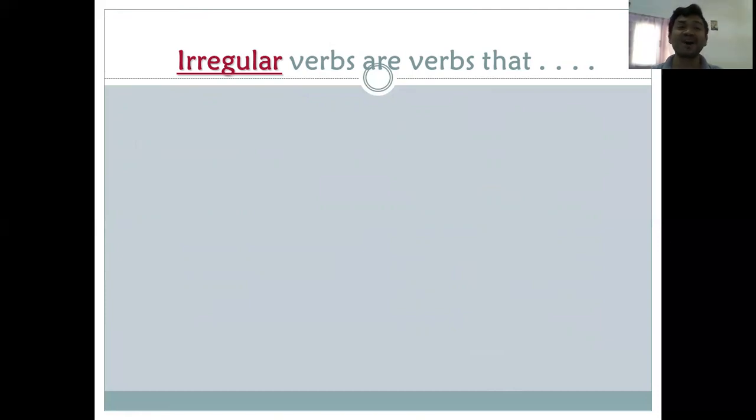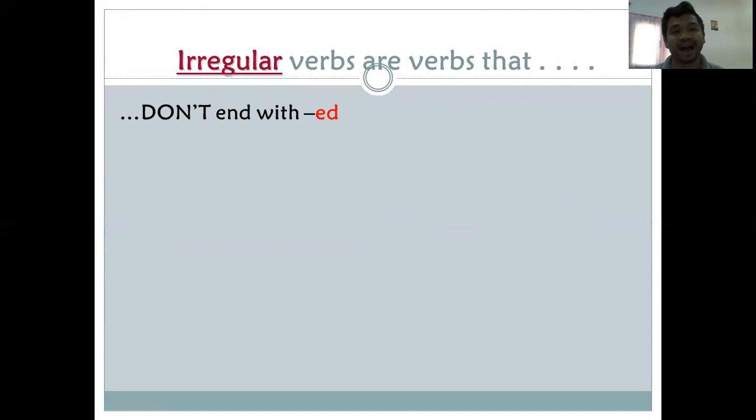So, the opposite. When regular verbs end with ed or d, irregular verbs don't end with ed. Instead, the spelling of the verb, when you make it in the simple past, will change. Once again, irregular verbs, when you transform in simple past, the spelling of the verb will change. Okay, as easy as that.